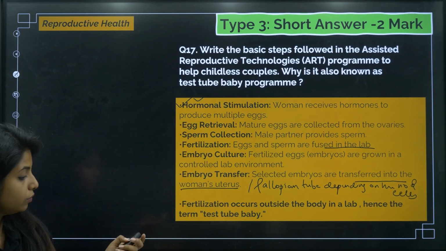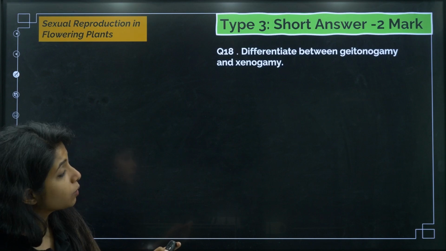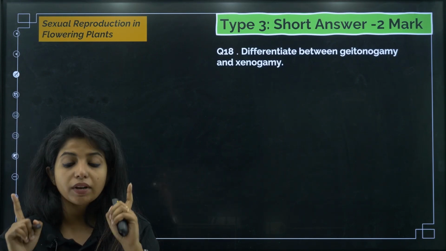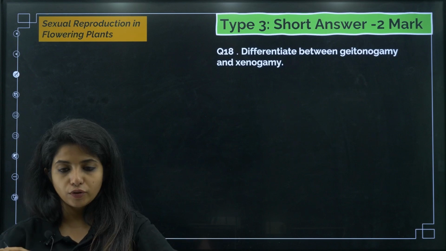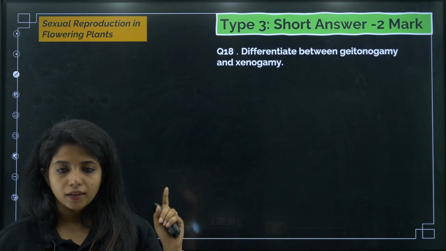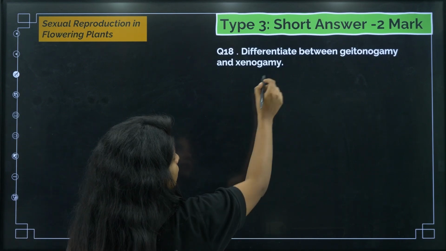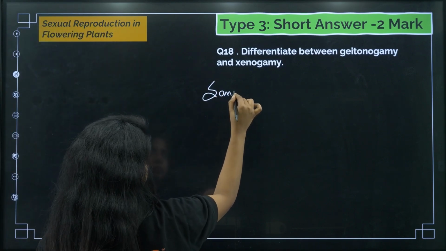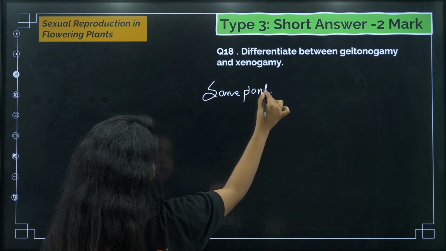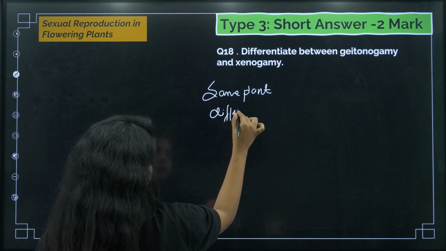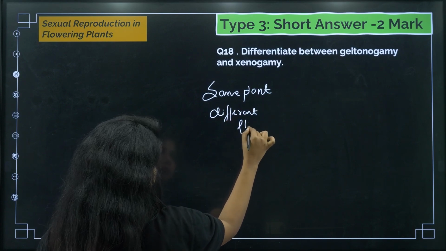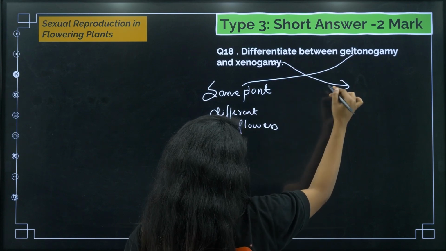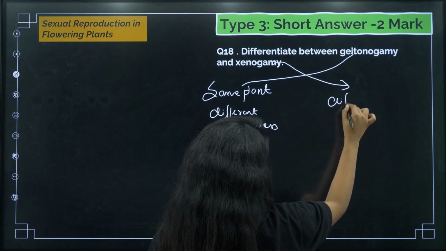Cool? Works for you? Now next, differentiate between geitonogamy and xenogamy. I already told you, when it is the same plant but different flowers, you call this geitonogamy. Okay, I'll write it, it's visible. Same plant, different flowers, this is geitonogamy. Xenogamy is basically when there are different plants altogether.